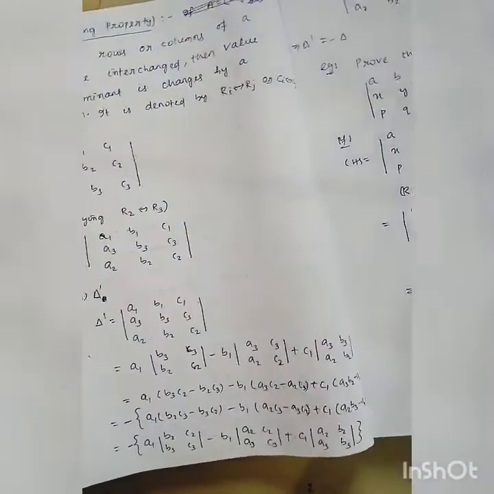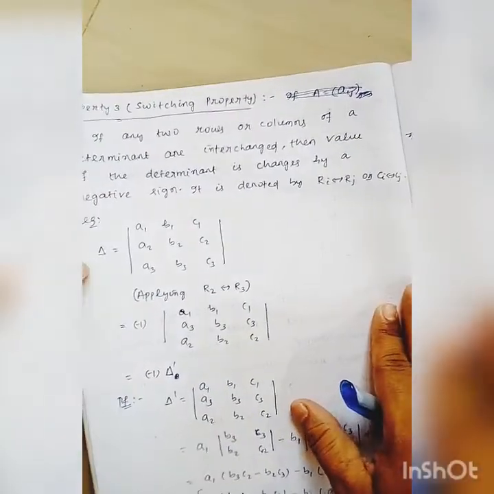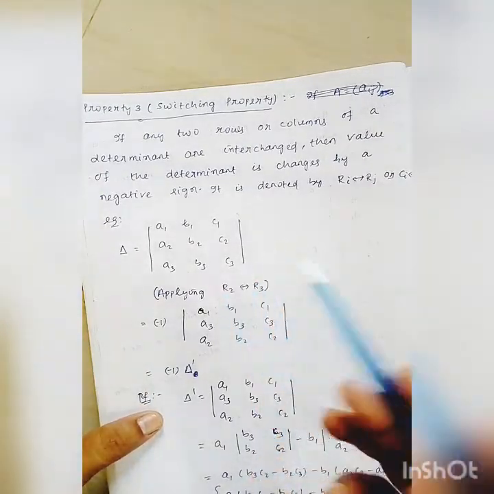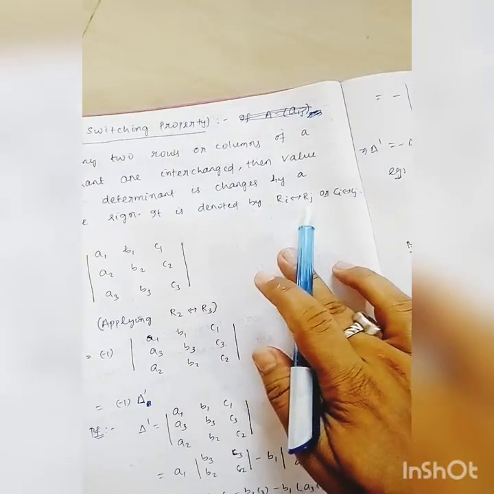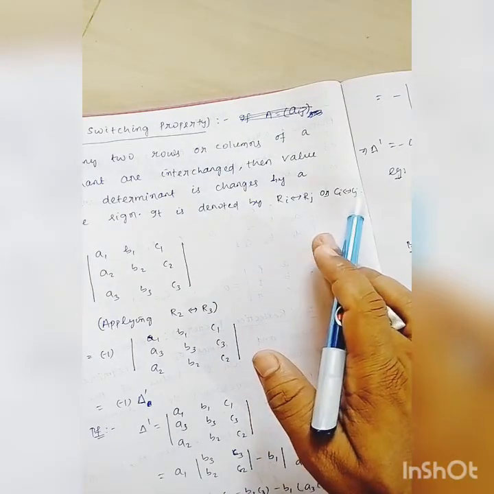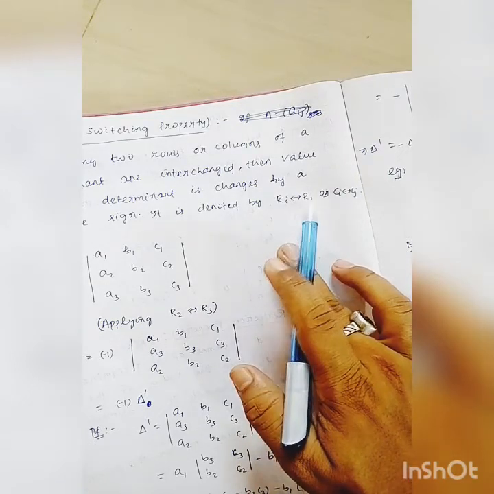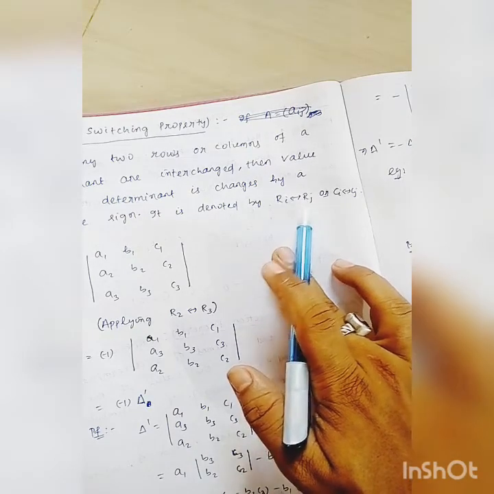The third property, the most important property, switching property. If any two rows or columns of a determinant are interchanged, then the value of the determinant is changed by a negative sign, that is, multiplied by a negative sign. It is denoted by Ri interchange with Rj or Ci interchange with Cj. For example, if we put i equal to 1, j equal to 2, R1 interchanged with R2, that is, row 1 and row 2 are interchanged.